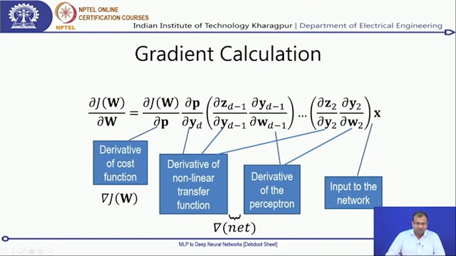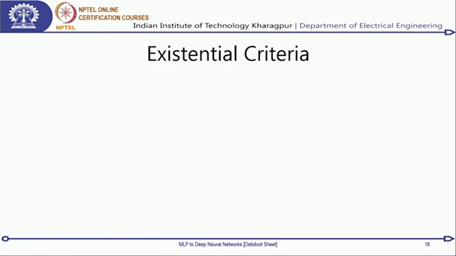So, what you will have to do is find out the derivative of the cost function, and the derivative of the network, which consists of two parts: the derivative of the nonlinear transfer function and the derivative of the perceptron together. The input is always known to you because you are just pushing the input into the network. Now, by solving this complete derivative, we are able to get our neural network learning algorithm in terms of gradient descent, and that is where it goes down.